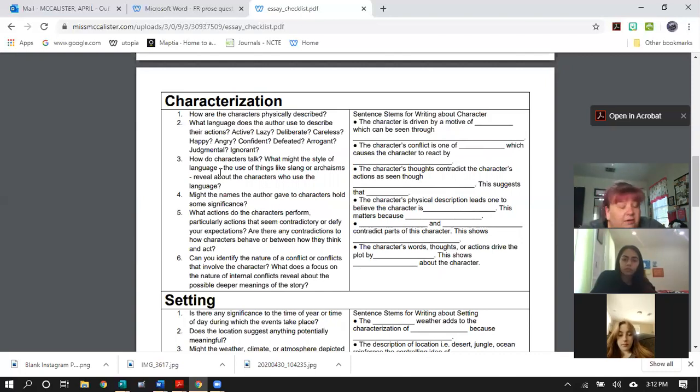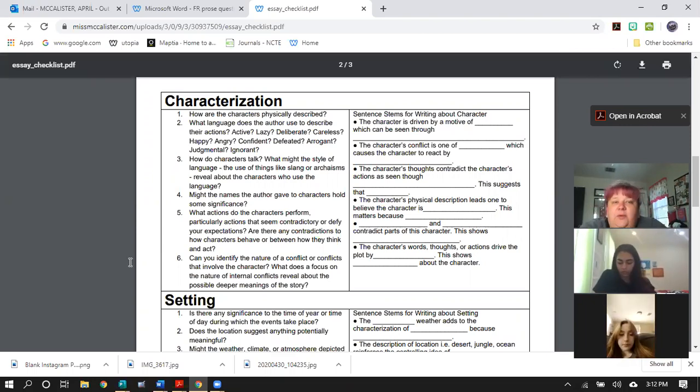So the question that we looked at yesterday was about Janie and her husband. And so that was a character question. So then you can look and say, okay, number one, how are characters physically described? And if I'm talking about how they're physically described, I know that I'm discussing characters. You see what I'm saying? This may help you to look at some things when you don't know where to start first.